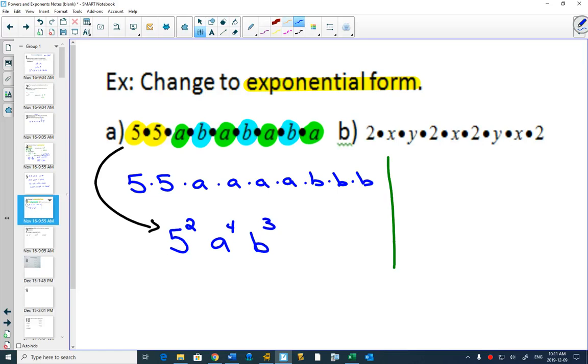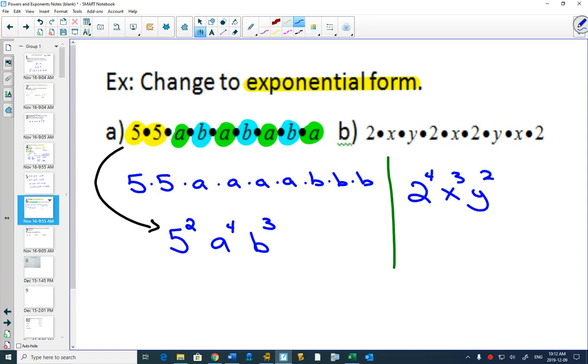So in B, if we just did it directly, do we have any repeated multiplication? Yes. Exponential form says write all repeated multiplication as a power. So how many 2's do I have multiplied? 4. How many X's? 3. How many Y's? 2. And this is where paying attention in class makes your life a lot easier. Because if you don't know what exponential form is, truly, let's think about what the math is that we have to do here. Look at the math. You had to count that there were 4 2's. I could ask a kid in grade 2, how many 2's do you see? They would say 4. The math level of this is really simplistic.